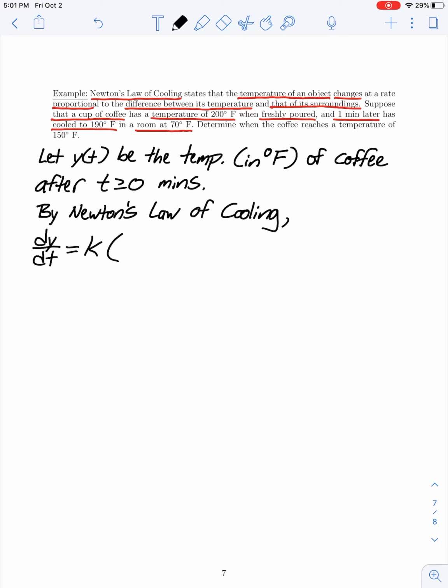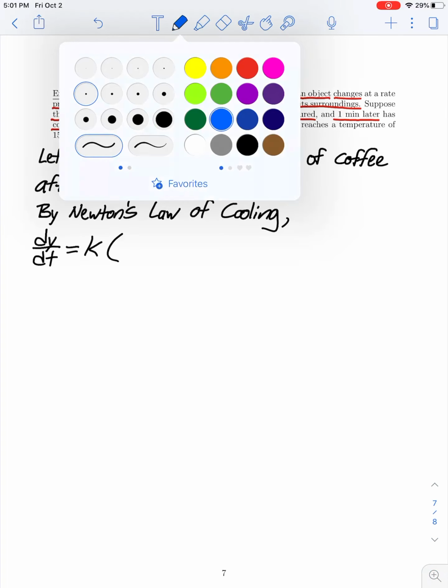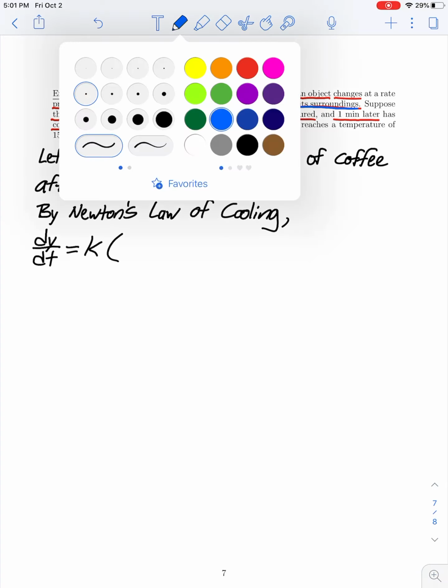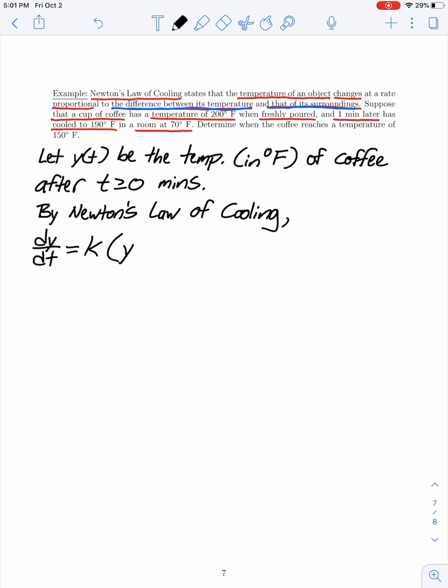So I'm going to take the rate of change to be some constant k times, let's see what we were proportional to. It said proportional to the difference between the object's temperature and that of its surroundings. So the object's temperature is what we were calling y, and we're taking the difference in the temperature of our object and that of its surroundings. Now, the room temperature in this problem was given to us as 70 degrees Fahrenheit. So we have the following differential equation describing the rate at which our coffee will cool: y prime equals k times (y minus 70).